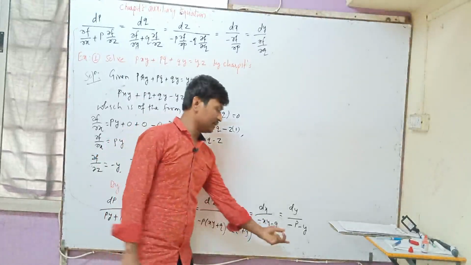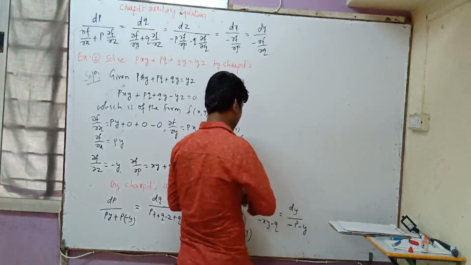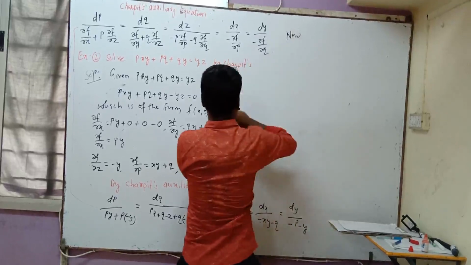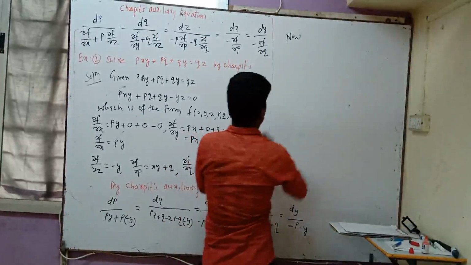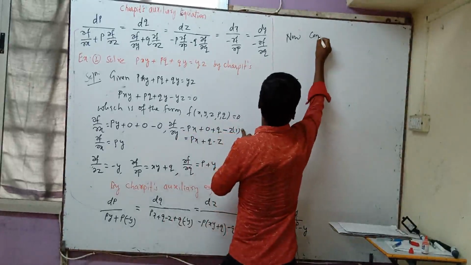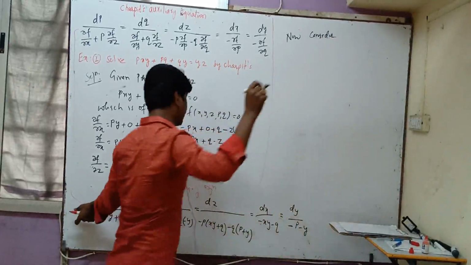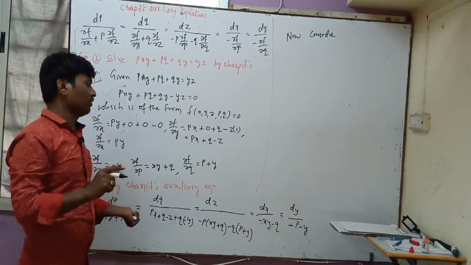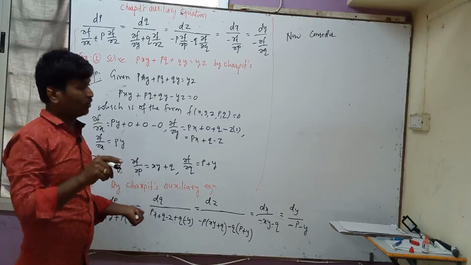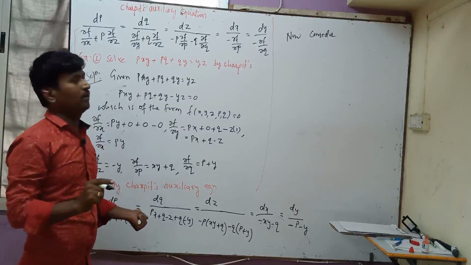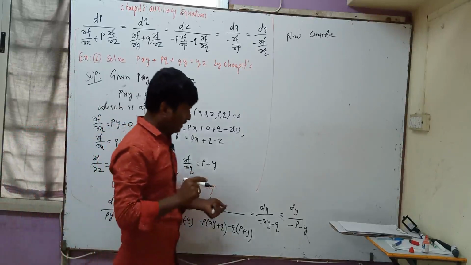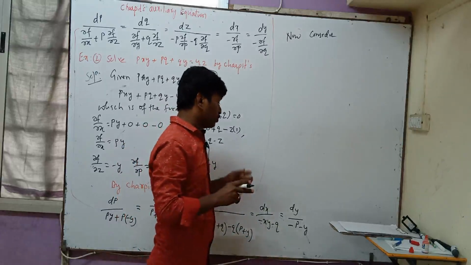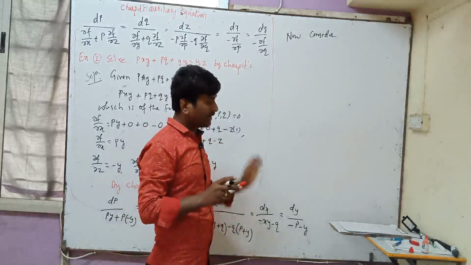This is important. As I already told in the note, to find p and q in dz = p dx + q dy, the equation should be easily integrable.